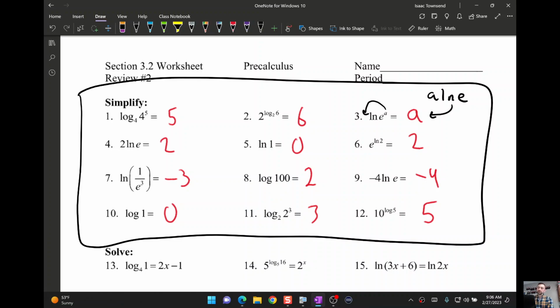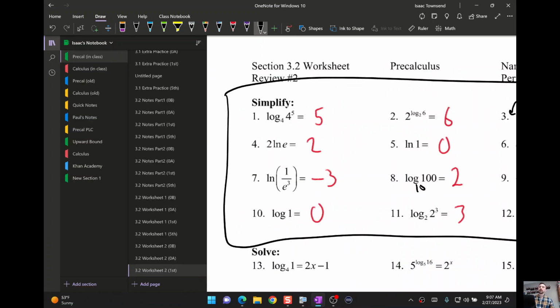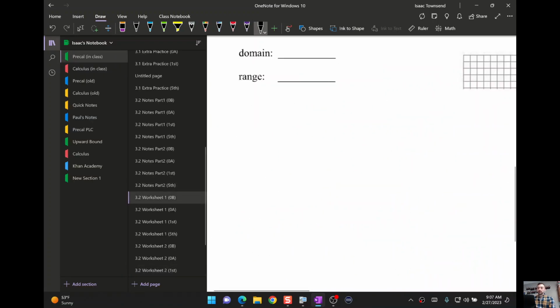So if that bugs you, just like natural log means base e, and you might want to rewrite it, if it bugs you that you don't see it, just always throw a 10 on there. But be careful not to accidentally multiply. Okay, back to worksheet 1.